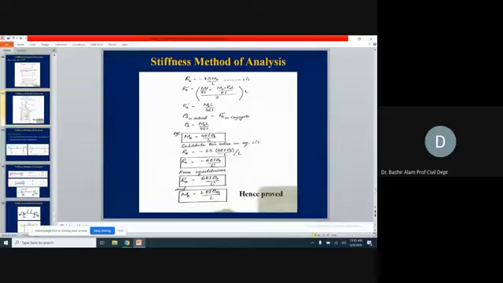How much will MB be? Now you have RA and you have MA, so you take the equilibrium at B, and you end up with the MB value, which is 2EI theta A divided by L. So all the 4 member end actions we proved with this exercise.